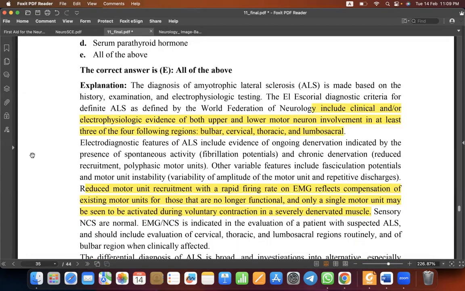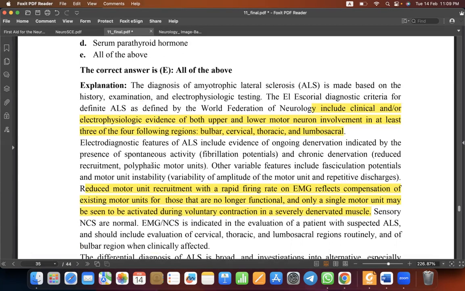For the diagnosis of ALS, sometimes we should use the El Escorial criteria. The most important fact is the evidence of upper and lower motor neuron involvement in at least 3 of the 4 regions: bulbar, cervical, thoracic, lumbosacral. So there could be ALS involvement in 3 out of 4 regions.